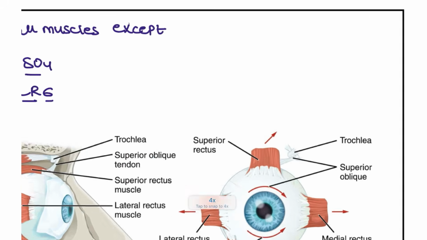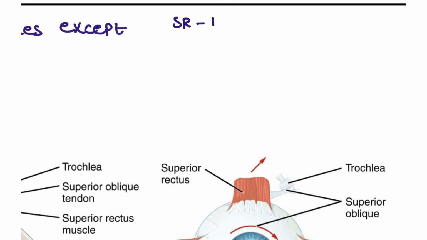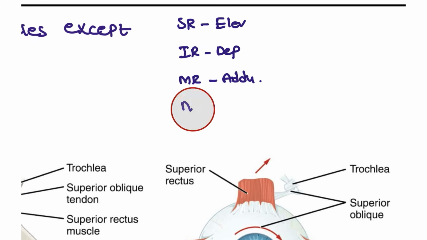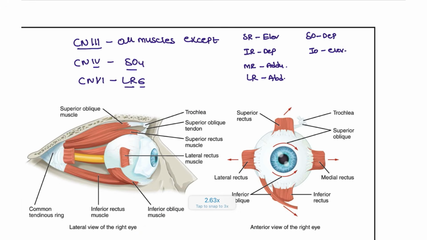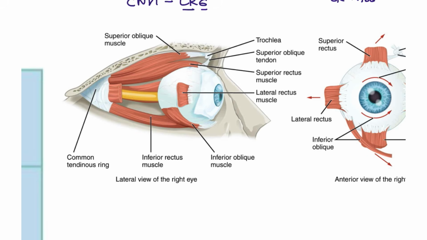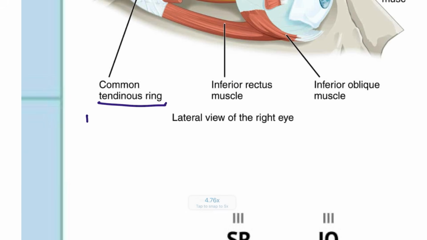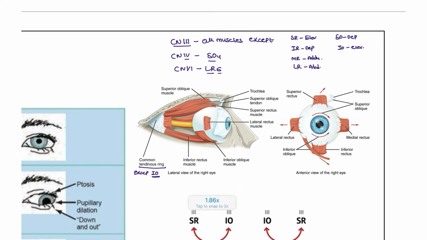Next, what are the mechanisms of action? Superior rectus causes elevation, inferior rectus causes depression, medial rectus causes adduction, and lateral rectus causes abduction. Superior oblique is opposite, it causes depression. Inferior oblique causes elevation. These are the main mechanisms of action. All are connected to the common tendinous ring at one point, except the inferior oblique muscle. Inferior oblique is not attached here.